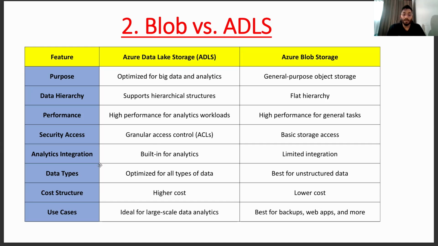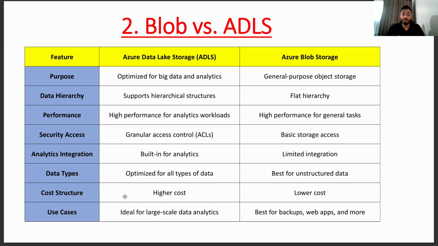And then we have data types. It is optimized for all types of data. What I mean by that is we can use it for structured data, semi-structured data, or unstructured data. And when I say structured data, you can think of it as data in table format, or semi-structured. But Azure Blob Storage is best for unstructured data.